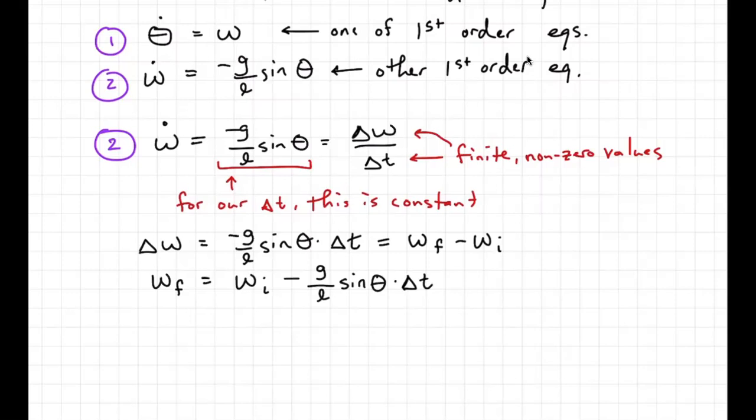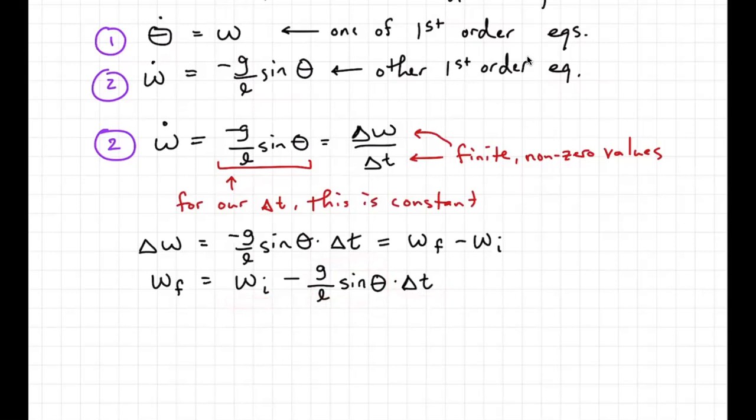All we're saying is that this is some value that we can calculate based on the value of theta at the beginning of our time step times however big our delta t is. And then we just have to know what the value of omega was at the beginning of our time.